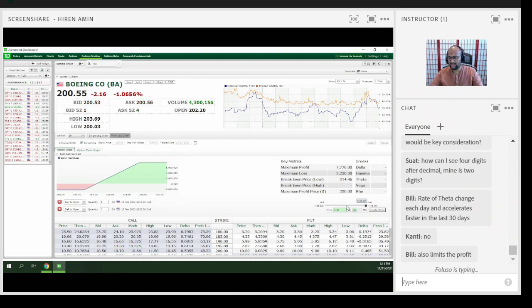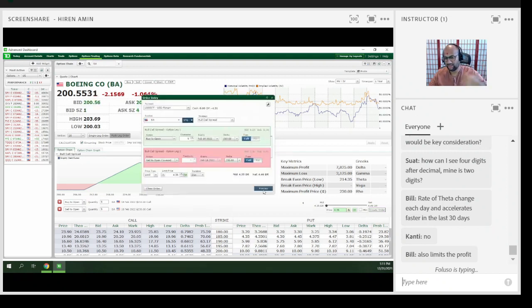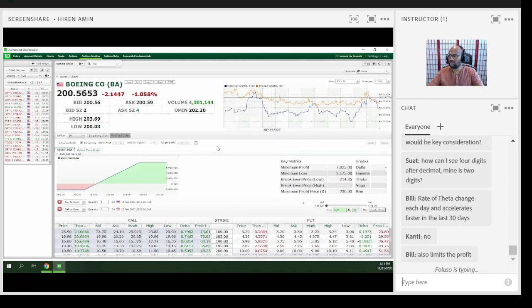I can adjust my price to say, okay, maybe I want to do it slightly less at the mid. We'll go at the mid. You hit create order and send the order through, and that's it. That's a call spread there for you. All right. Bill says it also limits profit. Yeah, exactly. It does limit profits when you have this trade.